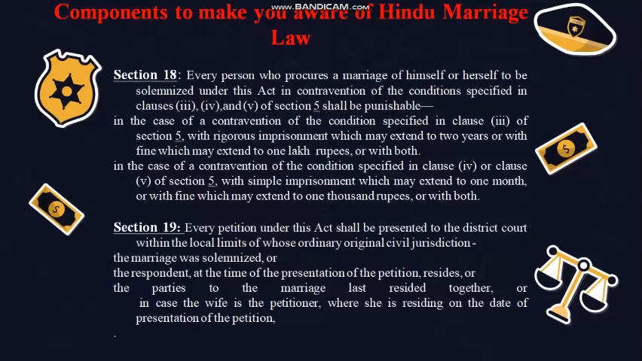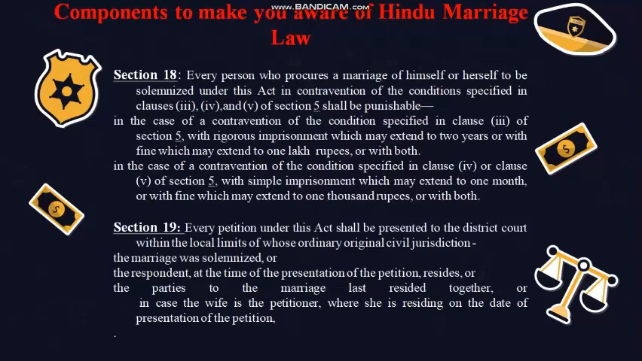In the case of a contravention of the condition specified in clause 3rd of Section 5, with rigorous imprisonment which may extend to 2 years, or with fine which may extend to 1 lakh rupees, or with both. In the case of contravention of the condition specified in clause 5th or clause 4th of Section 5, with simple imprisonment which may extend to 1 month, or with fine which may extend to 1000 rupees, or with both.